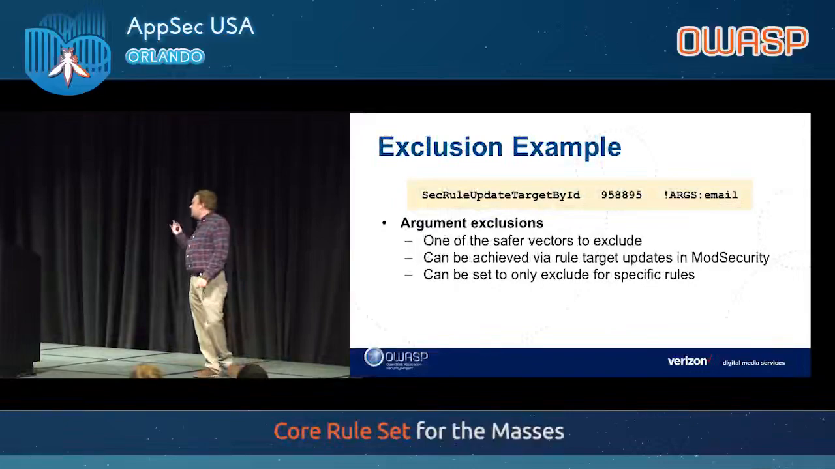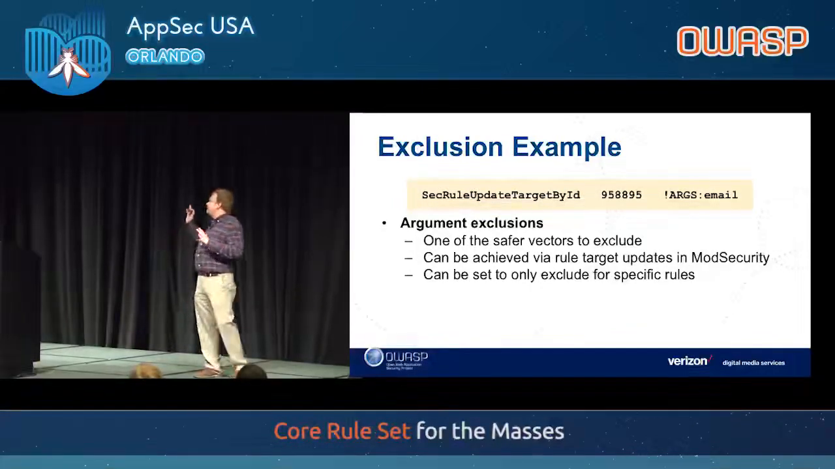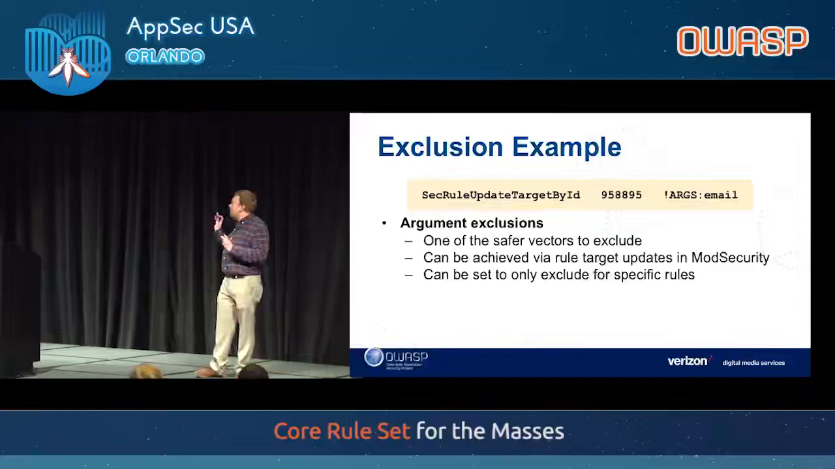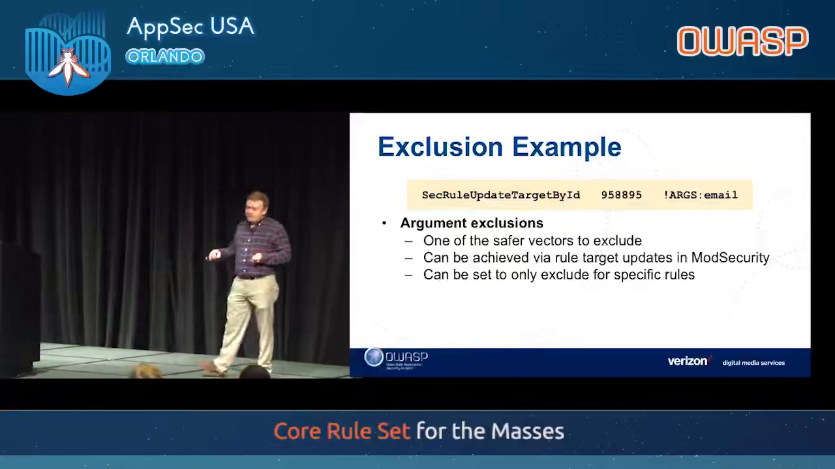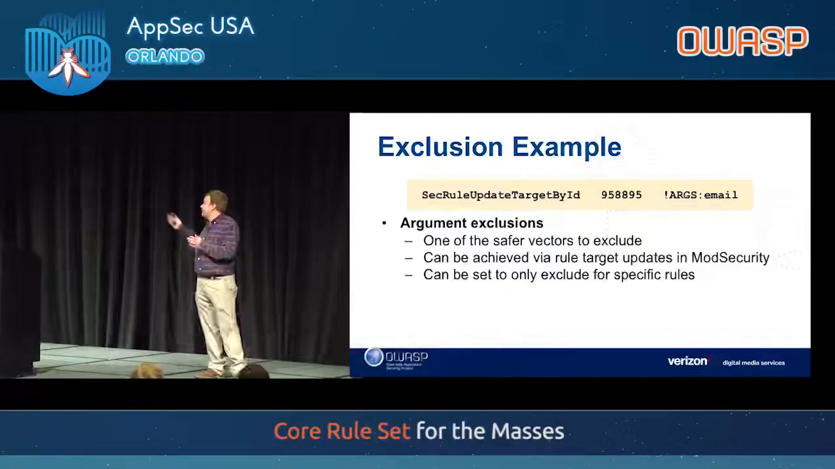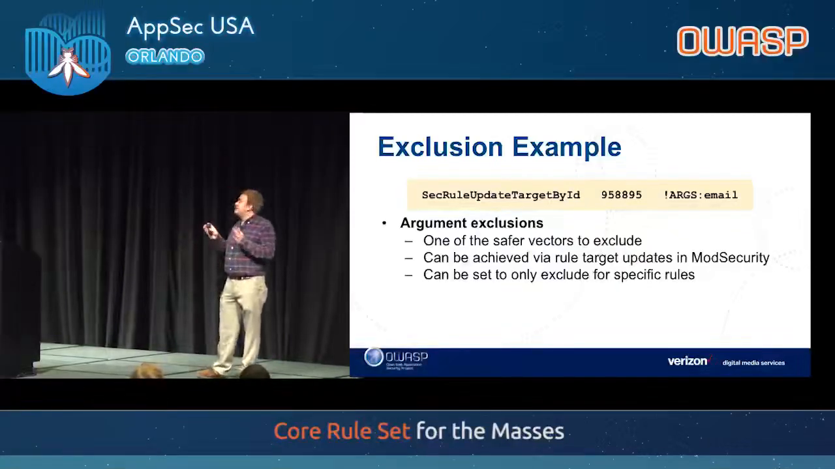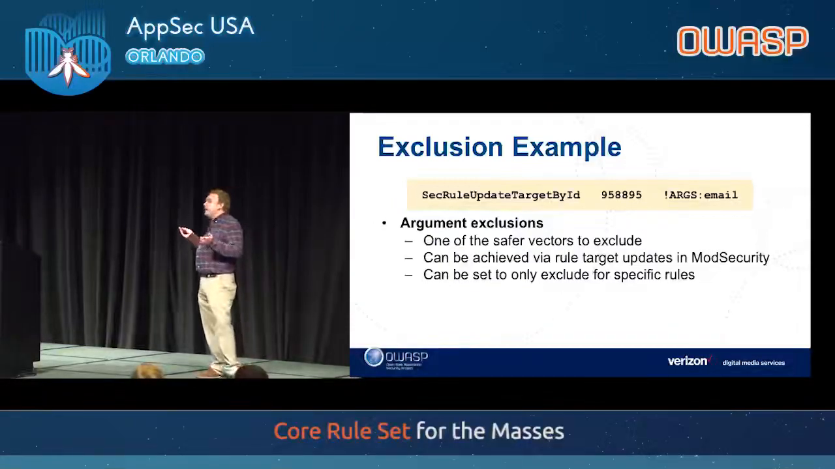So, a simple exclusion example, this is very distilled down. Obviously, in live production this would look a little more complicated, but basically what ModSecurity allows you to do is perform a rule target update. What that means is I'm saying if this argument, in this case email, is a false positive, do not inspect this argument for this specific rule. So if I see that an argument has a problem with a specific rule ID, I will target that rule ID in just one update to say exclude this argument from this rule.